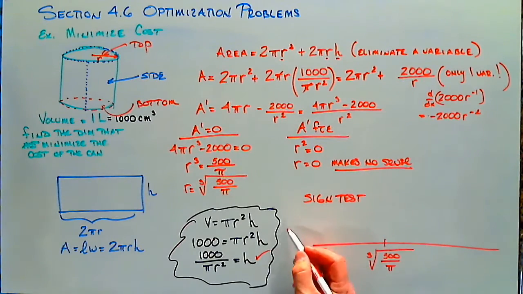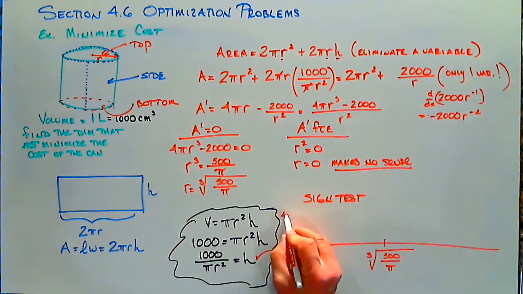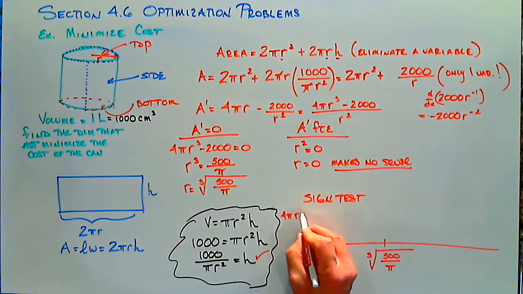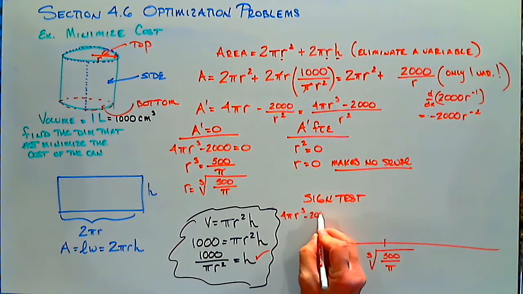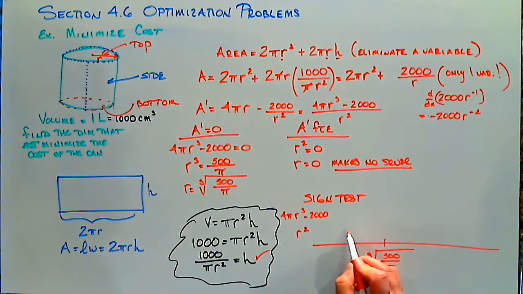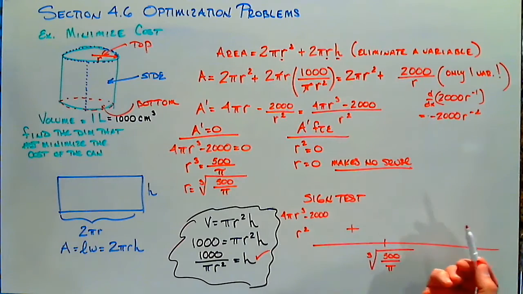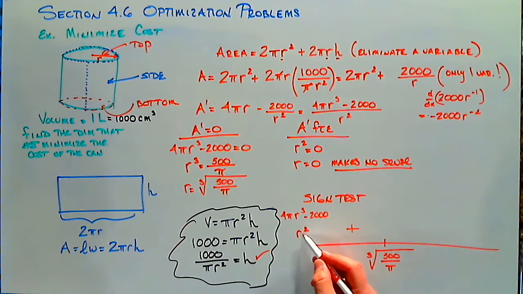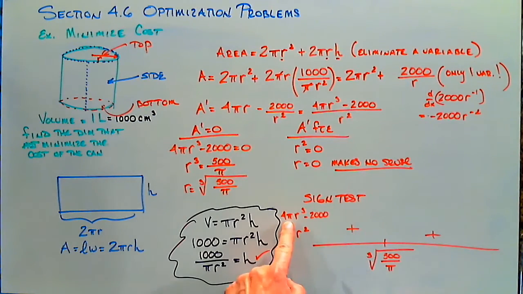And then we would put our factors over here. We would have 4 pi r cubed minus 2,000 right here, and we would have r squared here. And we would know for a number smaller than this, we would get a positive for r squared because r squared is positive. So if we pick a number here, we put an r squared, we get a positive, we get a positive here. So it's going to come down to this. Now this is a 0 of this. We all know that. So if I pick a number bigger than this, right?